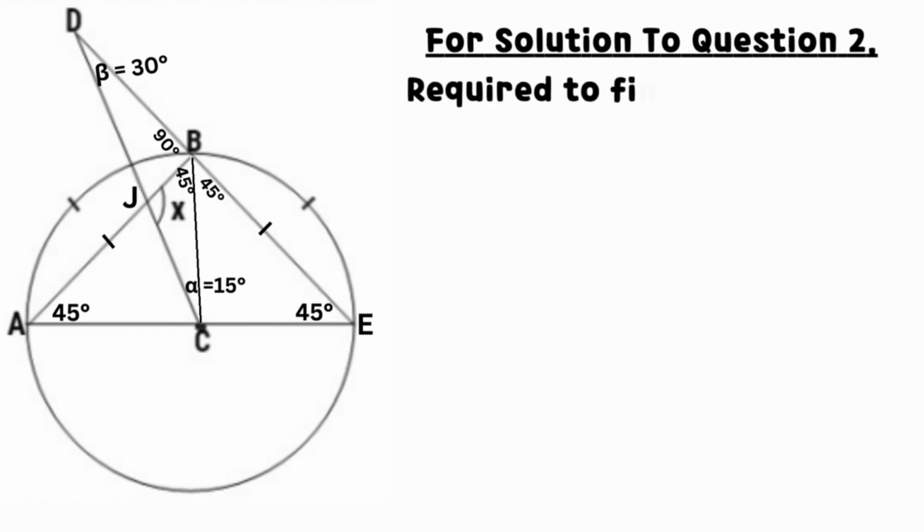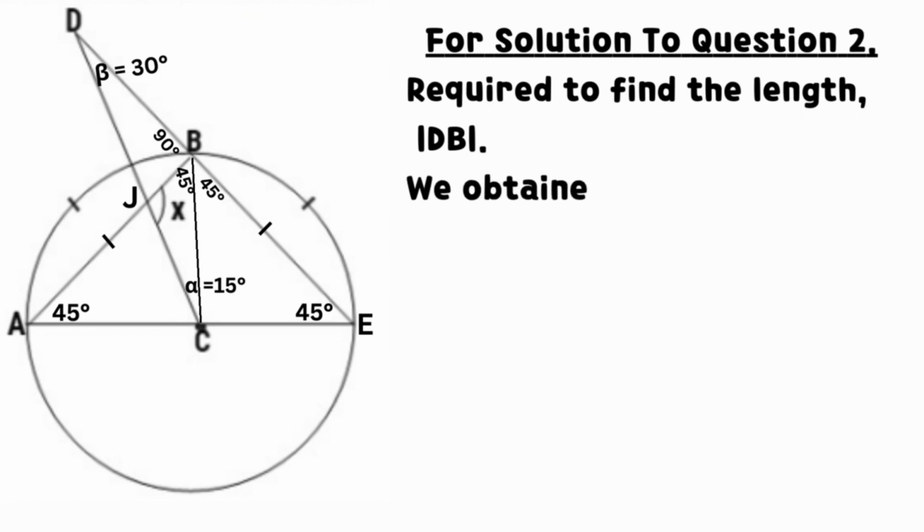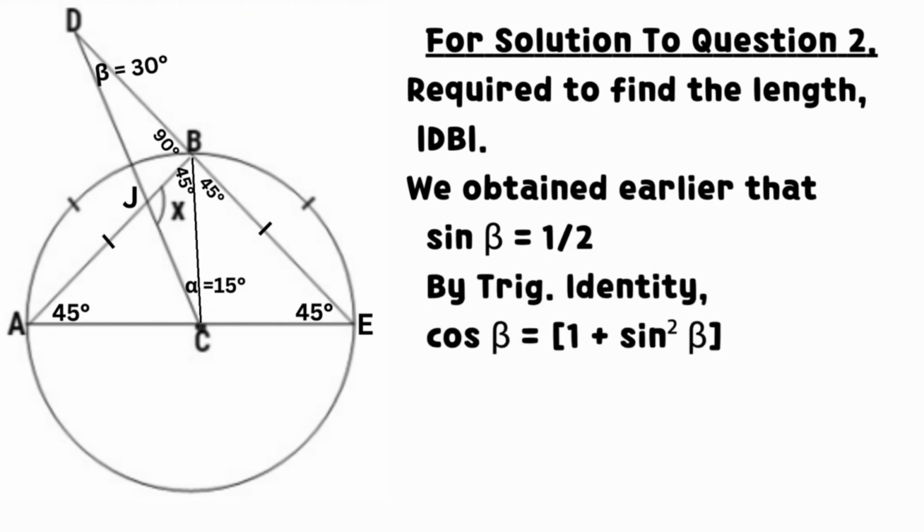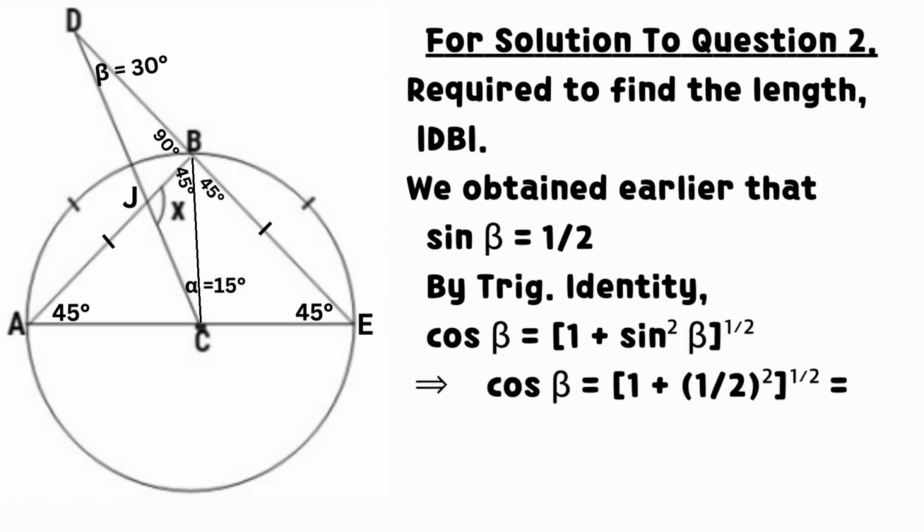For solution to question 2, required to find the length DB. We obtained earlier that sine beta equals half. By trigonometric identity, cosine beta equals the square root of the difference of 1 and the square of sine beta. After substituting values, we have that cosine beta equals the square root of 3 divided by 2.